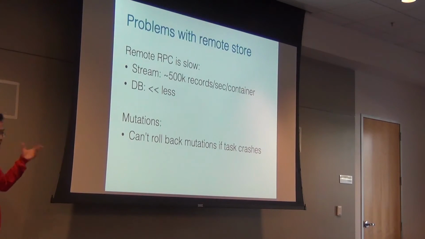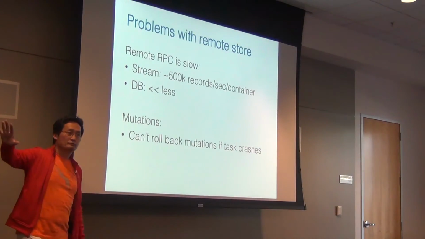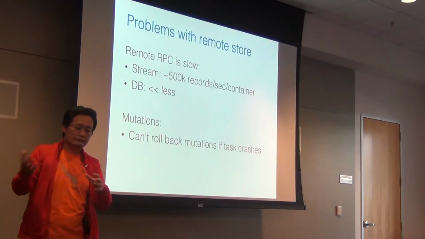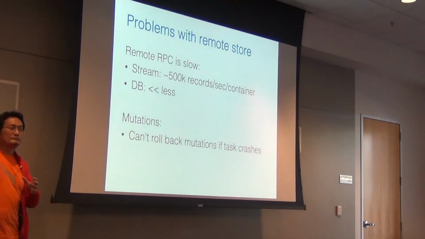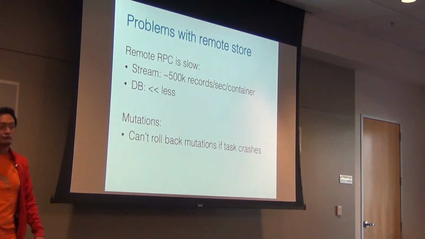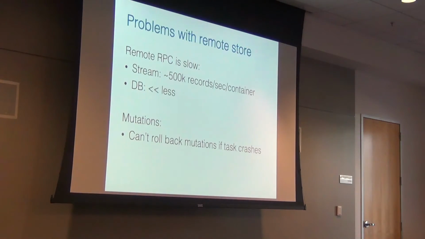The second problem is about mutation. When you have a remote data store, you read, you get something, and you put it there. When you successfully call a put to the remote data store, there's no rollback. The mutation has been done, and you cannot really roll it back.